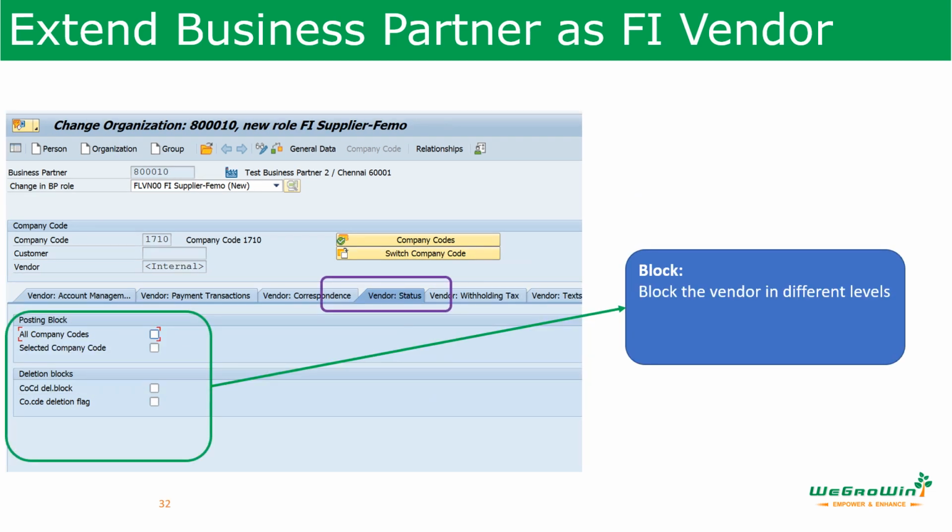Under the vendor block tab, the vendor can be blocked at different levels. So you can check which is required for you. Accordingly, you can block the vendor.